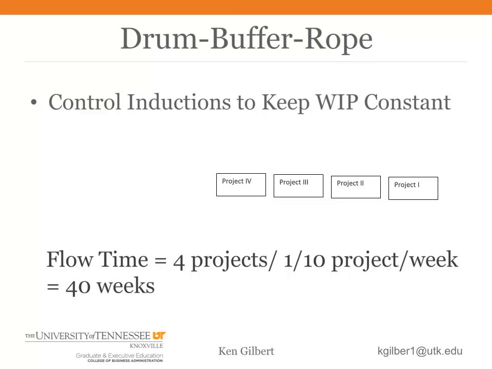So let's see what happens if we control the rate of induction to match the rate at which projects are being completed at the constraint and hold WIP constant at 4. In this example, 4 pieces of work corresponds to 40 weeks of work. So by containing WIP at 4, we have reduced our flow time from 70 weeks to 40 weeks.